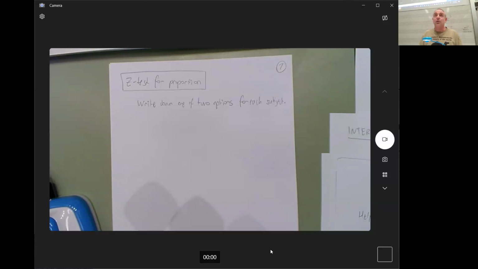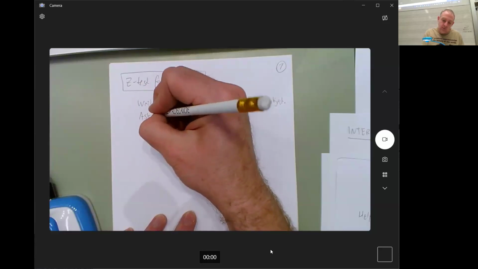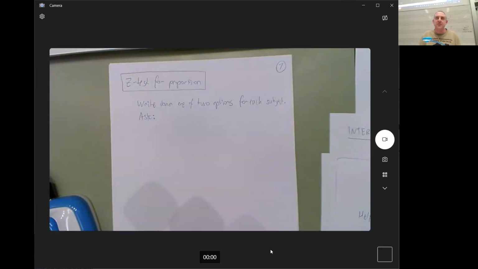And you focus your attention on one of those options and ask, what proportion of people or things will have that answer? But you don't actually ask that. You ask, is the proportion that has that answer this number?